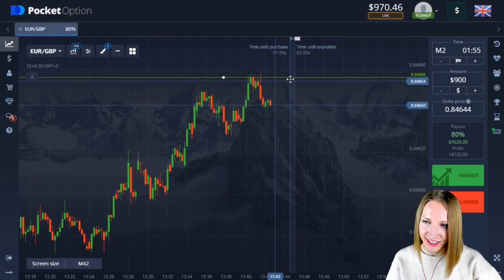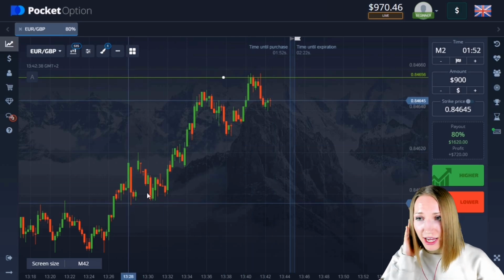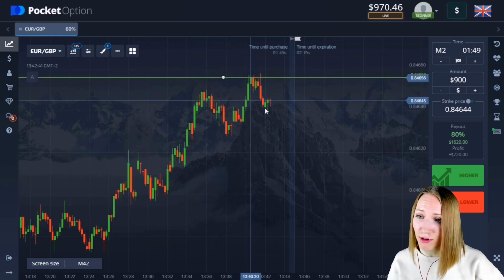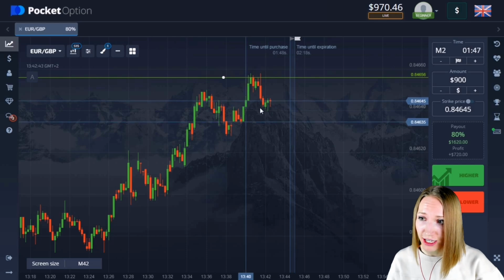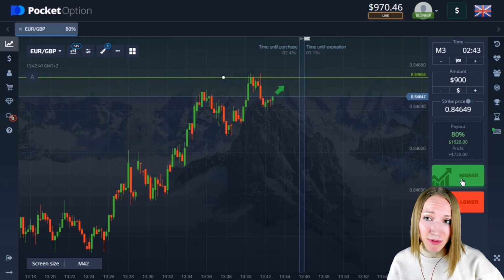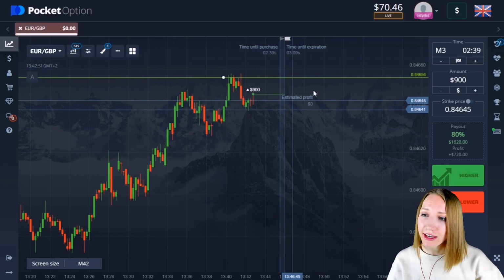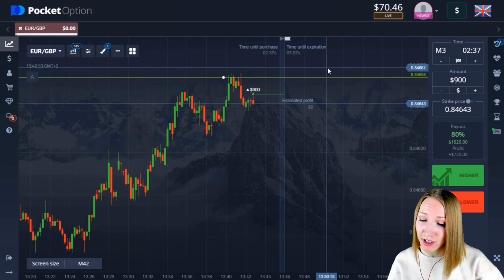Well, here you can see the resistance level, and also there was a very good uptrend. The price touched this level, then there was a pullback down. So in this situation we need to open a trade with up for 3 minutes because the price has been moving up and the price minimum is getting higher. So I think the price will continue moving up and then this level will be broken through.